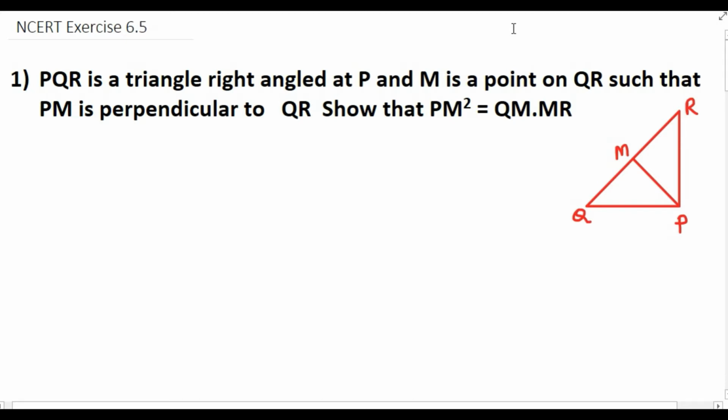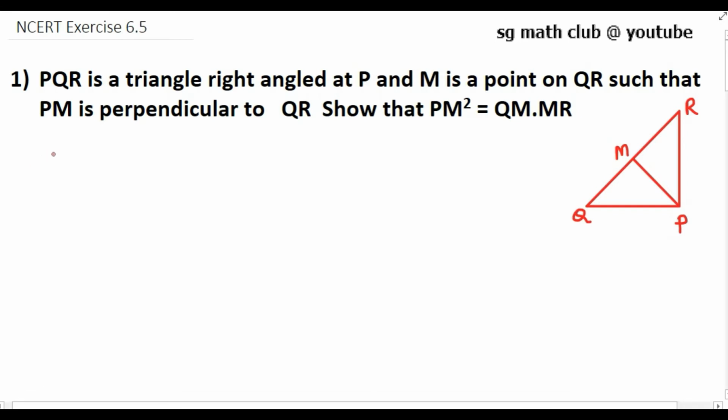We have already studied the Pythagoras theorem. Pythagoras theorem states that in a right angled triangle, the square of the hypotenuse is equal to the sum of the squares of the other two sides. In today's video, we will do some problems based on Pythagoras theorem.